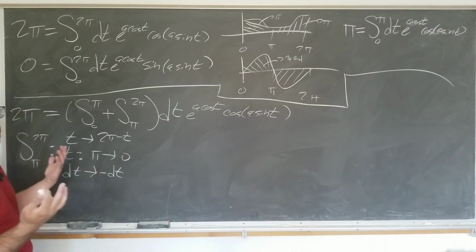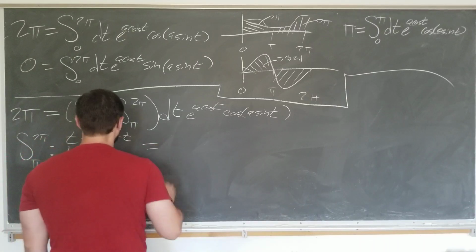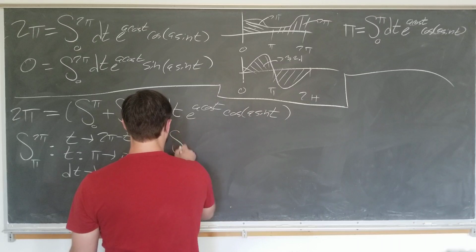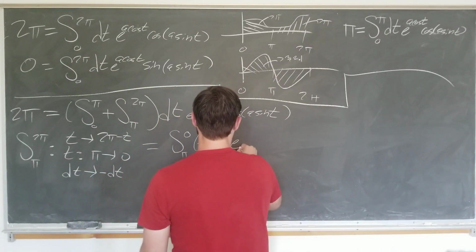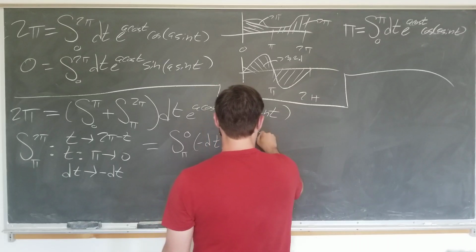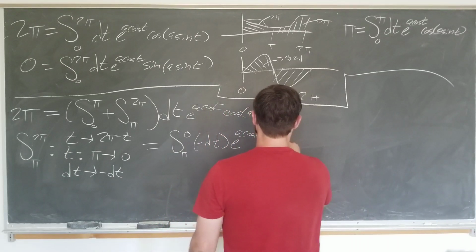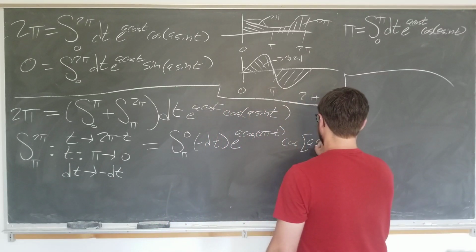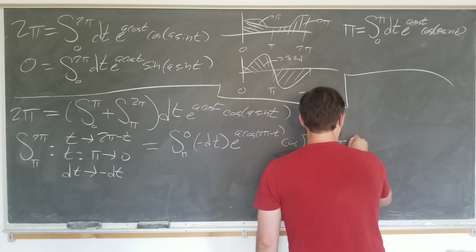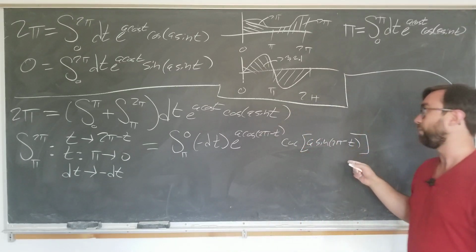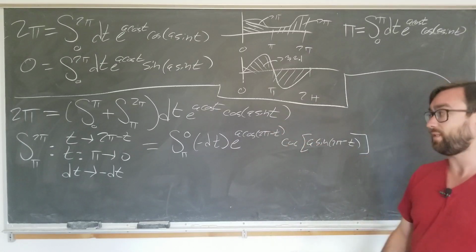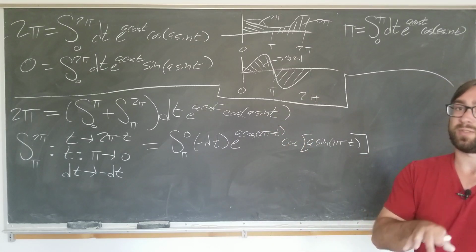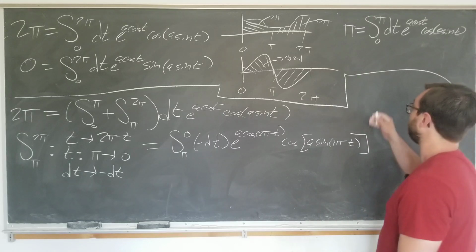We can see already how things are going to work out for us. This integral is now pi to 0 minus dt e to the a cosine of 2 pi minus t cosine of a sine 2 pi minus t. But wait, I don't remember all these stupid formulas from high school about adding pi's to cosines and stuff. That's okay. I can show you how you can always derive them.